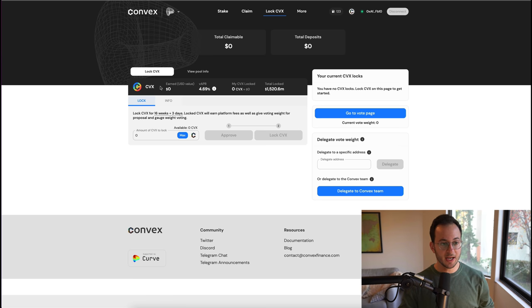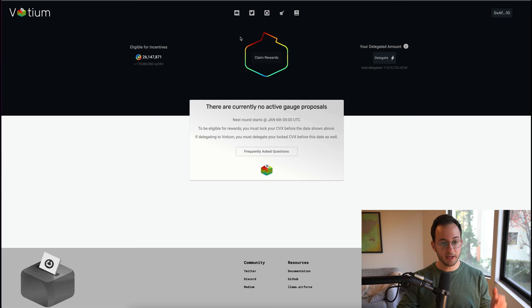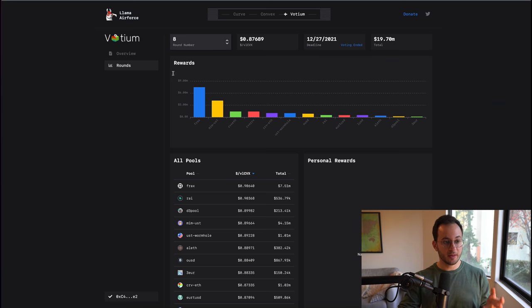So you can see here on Convex's site, you can lock up the Convex token for a period of 16 weeks, and that gives you voting power over Convex's veCRV. Now, a lot of different protocols want incentivized liquidity for their tokens, so they're now bribing CVX holders to vote for their Curve allocations. So we can see this on the Votium tab. Unfortunately, there are no active gauge proposals right now, so I can't show you that. But there's this website, Llama Air Force, where you can see what the bribes have amounted to last week.